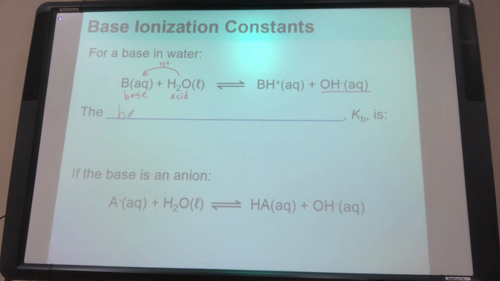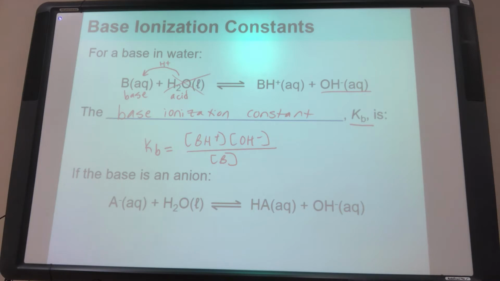So then I can solve for my base ionization constant, which is going to be Kb. So we said Ka, now we're going to do Kb. Kb is going to look the same thing. It's going to be products over reactants, but I don't include the water because the water is a liquid. So BH plus times OH minus divided by the concentration of B.